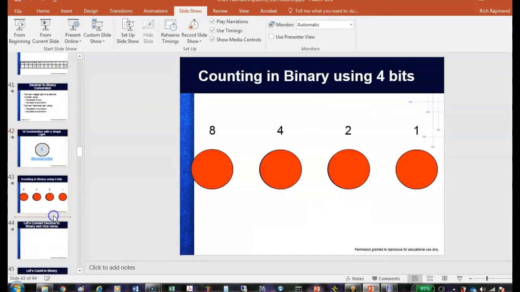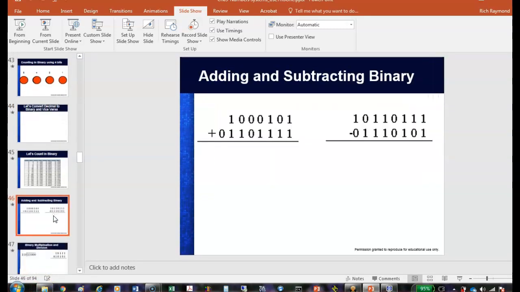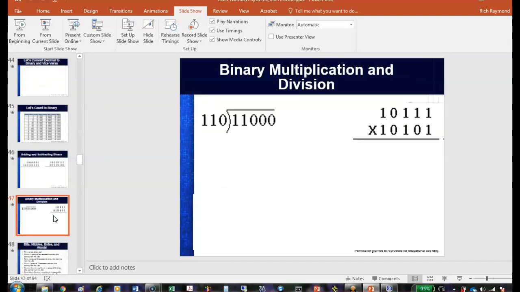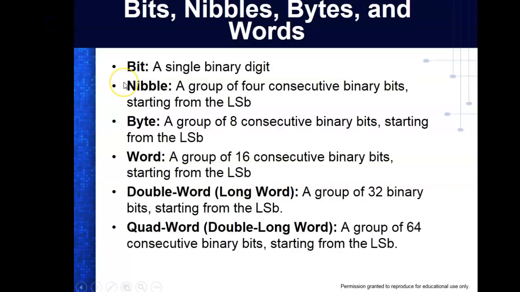So binary here, counting in binary. We did some math. Most of y'all didn't understand that, but we're not going to do math in this class. The book, I think the book teaches it. We understand these names, right? So these groups have names. Each binary digit, we call it a bit. A group of 4, we call it a nibble. A group of 8, we call it a byte. A group of 16, we call it a word.